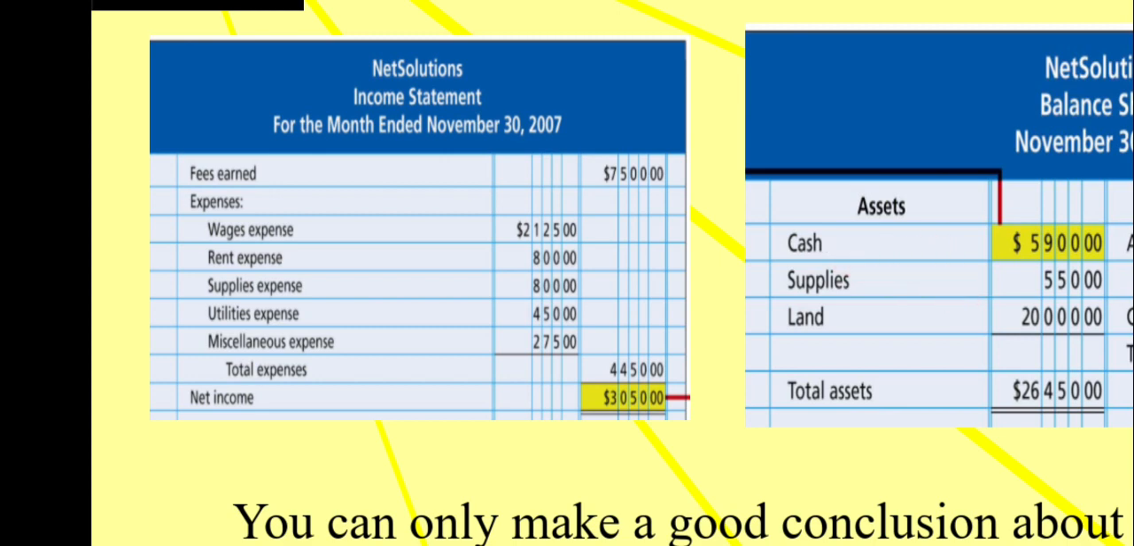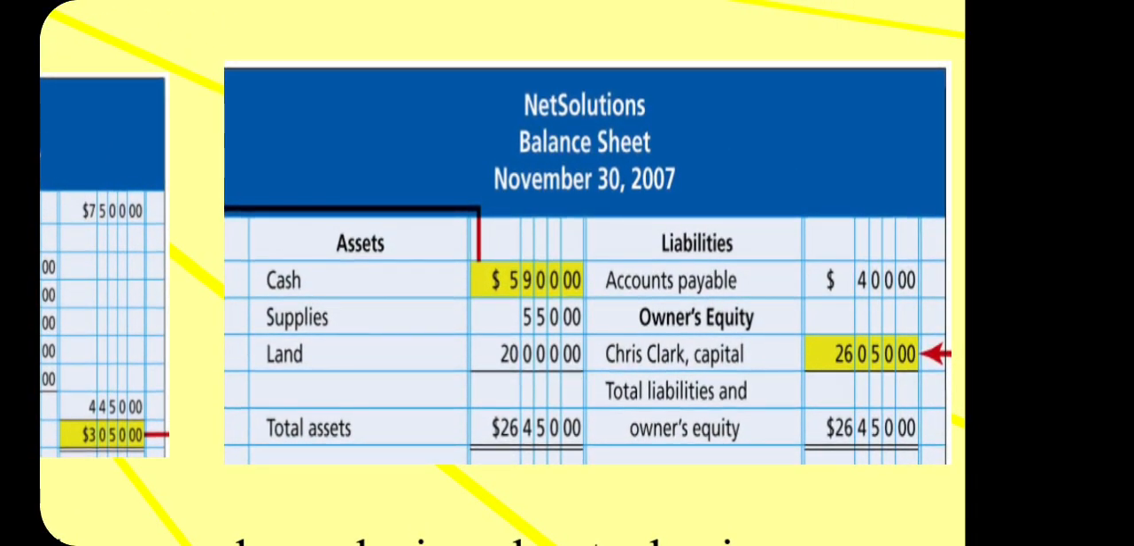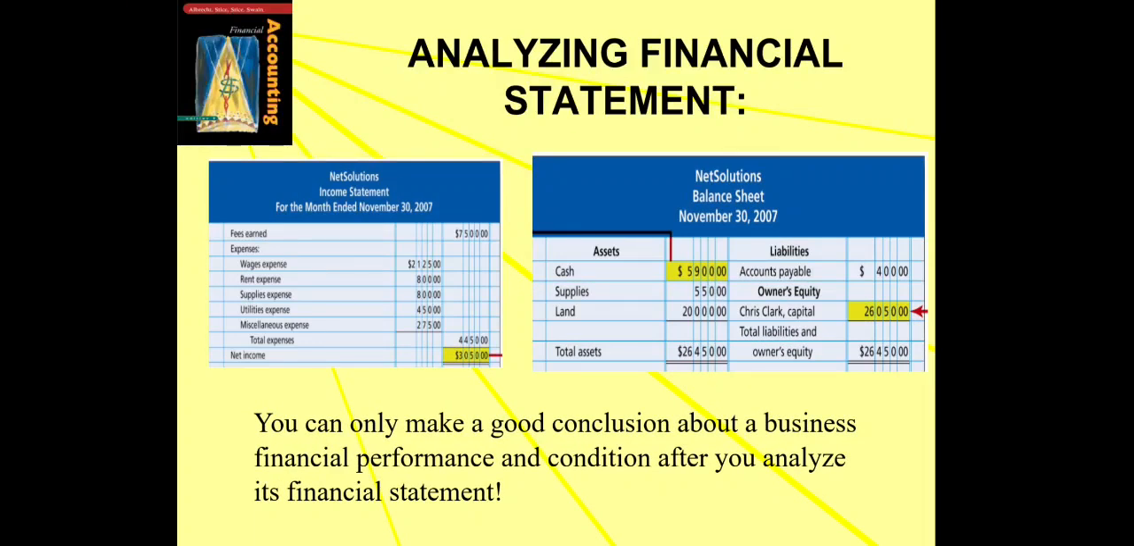And also you can see here, the total asset of the business is 26,450, and then the total liability is $400 only. So we can see that the total asset is higher compared to the total liability. And then we can say that in general, the business is in a good financial condition. So that is the general conclusion only. When we see the income statement and balance sheet, we can only make a general conclusion.